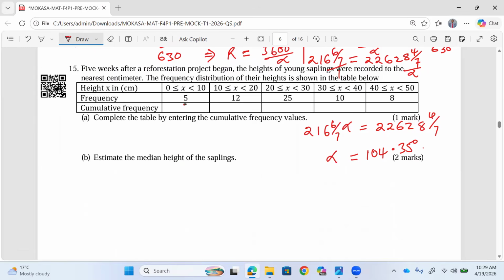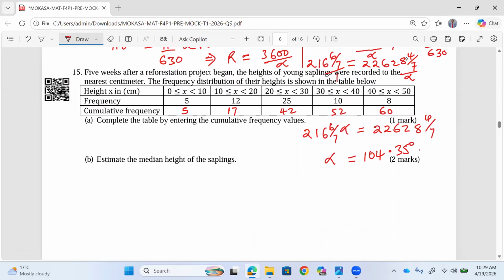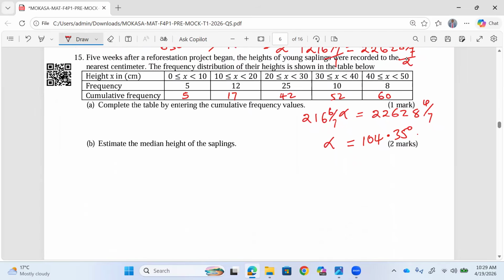So we start with the first frequency 5. We add the next 17. We add 25, 42. We add 10, 52. Then we add 8, 60. So the total frequency is 60. We have the values filled there.